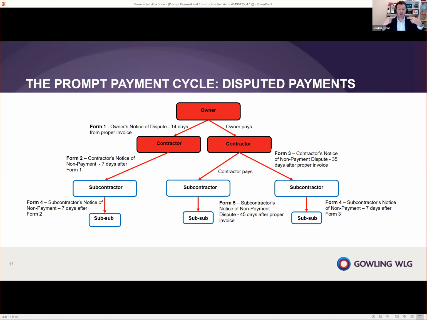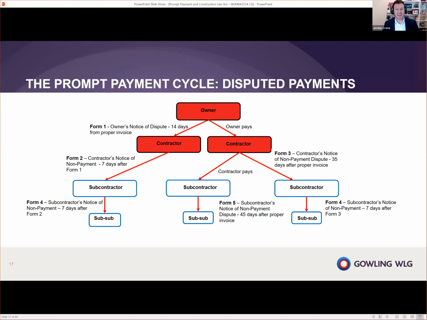We'll talk a little bit more about all these forms, of course, but the next way is that we're going to fall down the chain. So the contractor has issued a Form 2 down to its subcontractor, and the subcontractor itself, if they have a sub, needs to let their sub know, and they're going to do that with a Form 4. And they're going to do that within 7 days of receiving a Form 2. Now, that's the left side of our chart here.